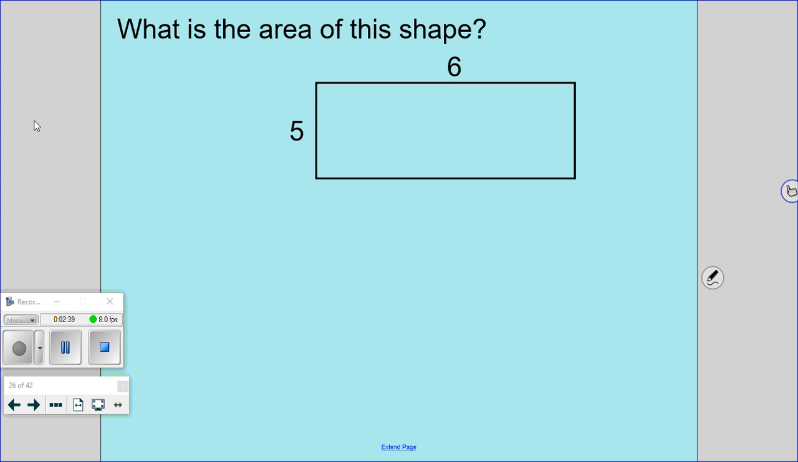Gio? You put both of the sides. If the 6 is the top, you put the 6 on the bottom, and you put the 5 on the left, you put the 5 on the right. Very good. I need to label all sides. Get in that habit of labeling all my dimensions.